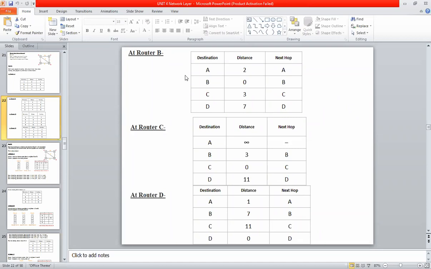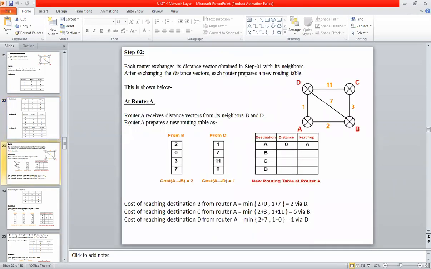No need to update this. No need to go for step 1. Directly we are jumping to step 2. So this is what we are seeing over here. For the distance vector routing algorithm, we have completed step 1 and we are moving to step 2.